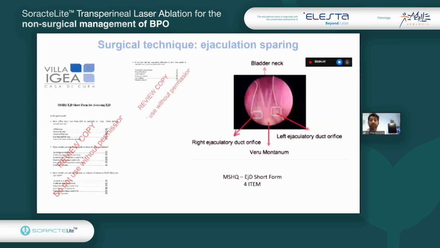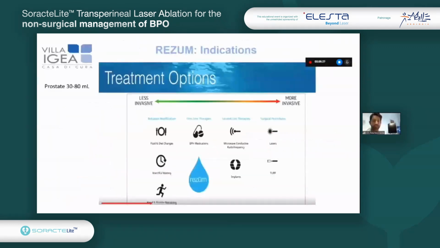One other advice that we add is to stay 1 centimeter above the ejaculation triangle. What is the ejaculation triangle? Everybody knows it's a triangle with apexes: one is the right ejaculatory duct, the other is the left one, and the other is the verumontanum. So the advice is to identify the duct and stay above it. How do we assess ejaculation? By using a validated questionnaire, the Men's Sexual Health Questionnaire, especially the ejaculatory disorder short form with 4 items about ejaculation.